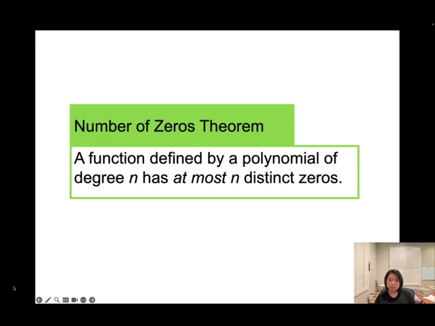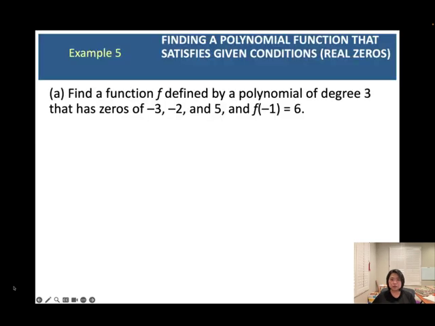So it depends on your polynomial. Let's say you have a quadratic equation. Quadratic means you do have an x squared. That means at most you can only have 2 zeros. Okay, or at most you can have 1 zero because it is repeated. If you have a degree of 5, that means you have at most 5 distinct zeros. Okay, this is called the number of zeros theorem.